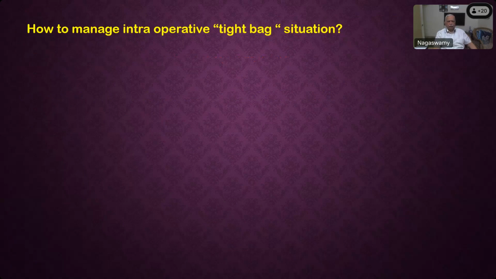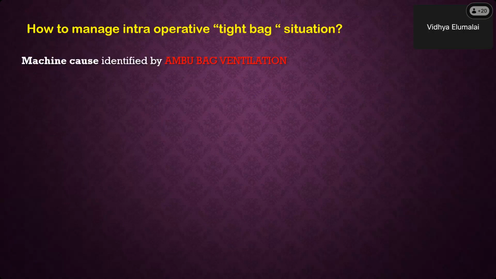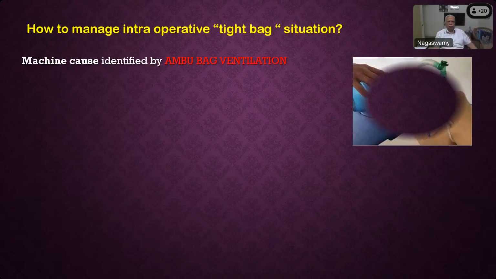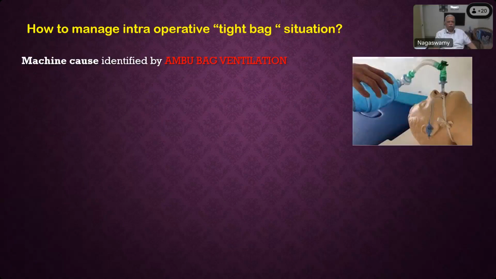First identify the cause, then if it is a machine cause, what do you do? How to differentiate whether it is a machine cause or a patient cause? For that, you must always disconnect from the machine and do ambu bag ventilation like this. If you are able to ventilate, that means the machine is at fault. If you are not able to ventilate, it means the patient is at fault. So as simple as that.